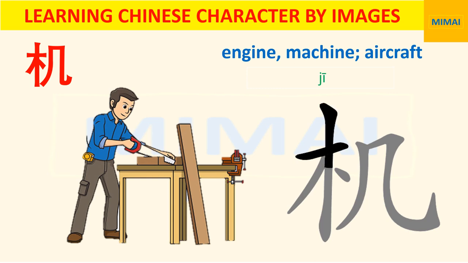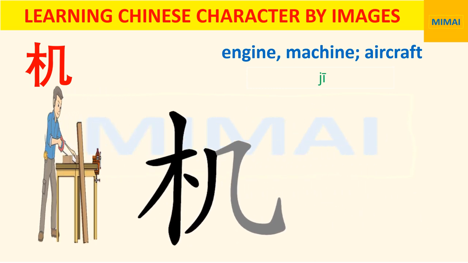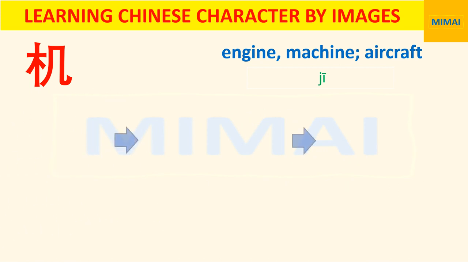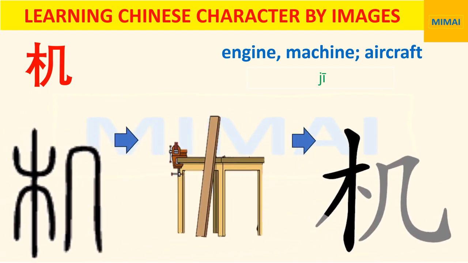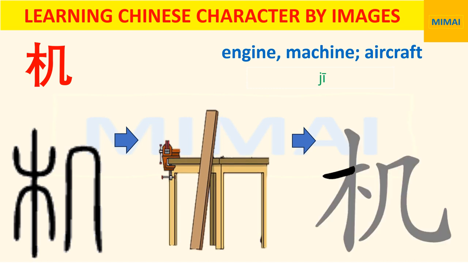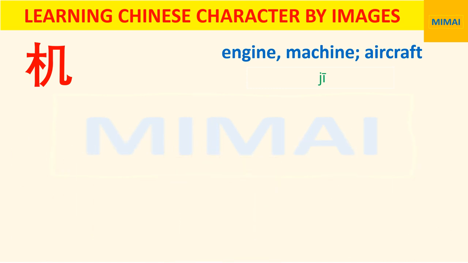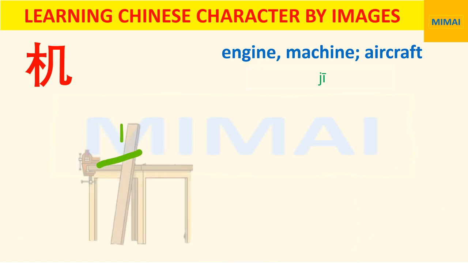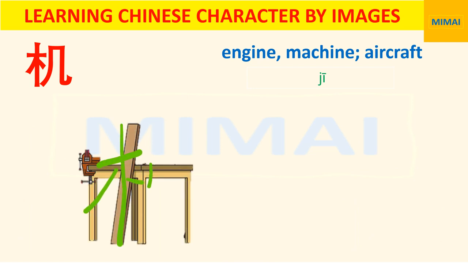Engine, machine, aircraft. 机. This character looks like the wood has been processed to become products. It implies the machine. It is drawn with the symbol of wood on the left. On the right, it's the small table, used to place the wood on for processing.